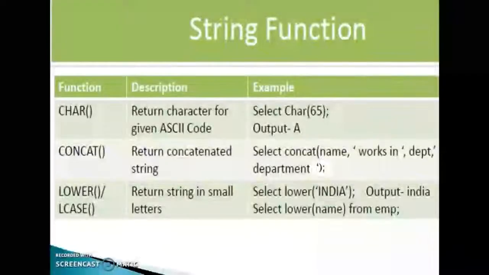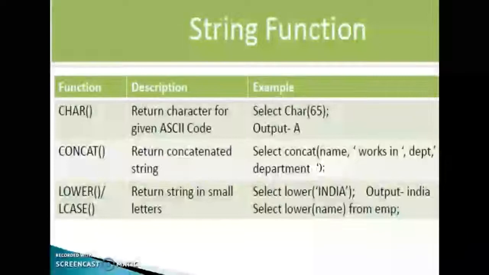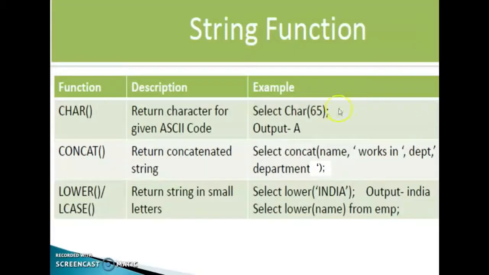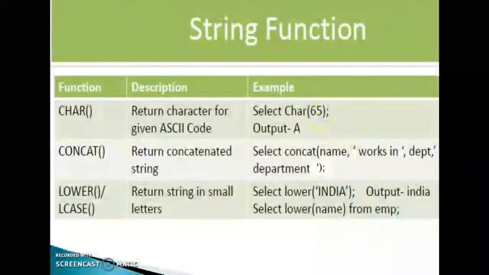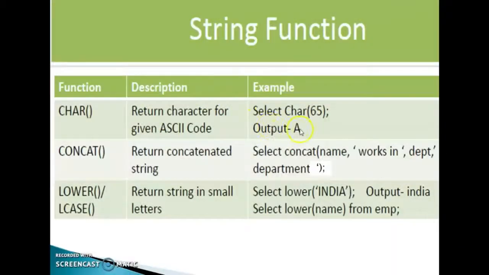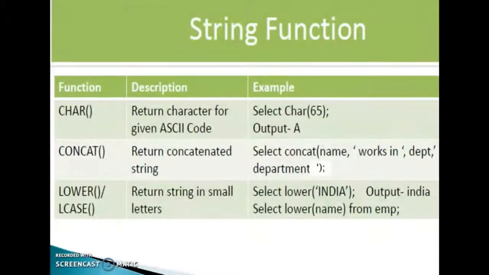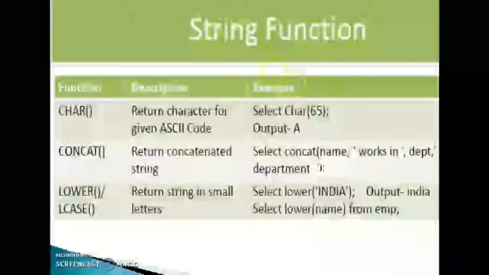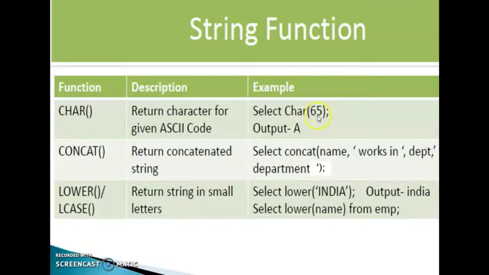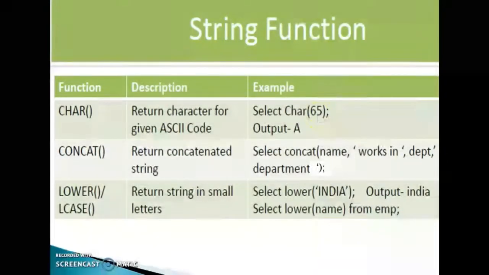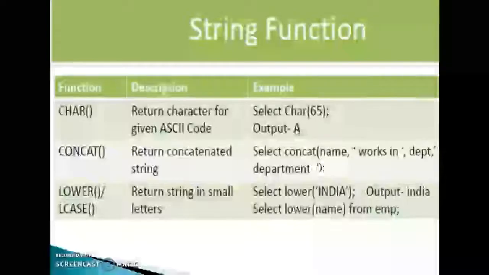First one, string function. The first string function is the char function. It will return the character for a given ASCII code. We can pass the argument as an ASCII code, that means any numerical value. Capital A is ASCII value 65. We can pass this 65 as the argument of this char function, then we will get the answer as capital A. Clear? When we give the value 66 instead of 65, we will get the output as capital B. That is this char function.